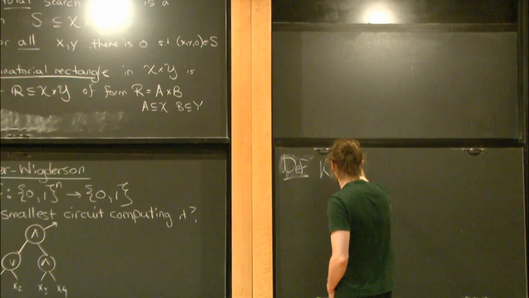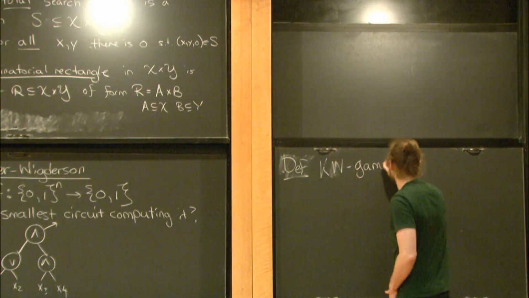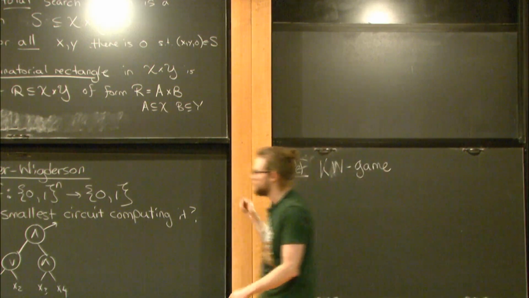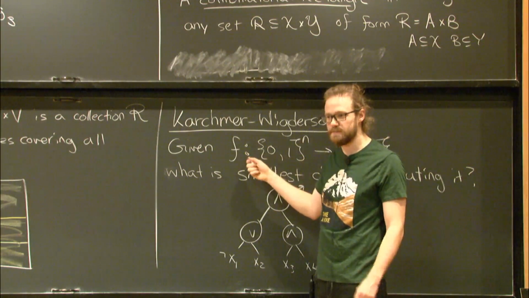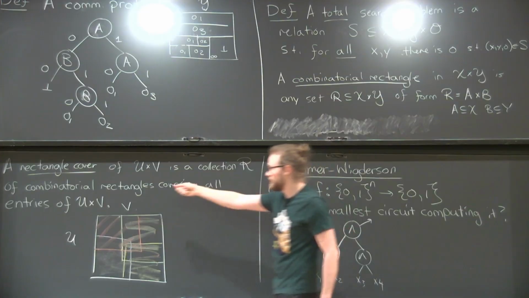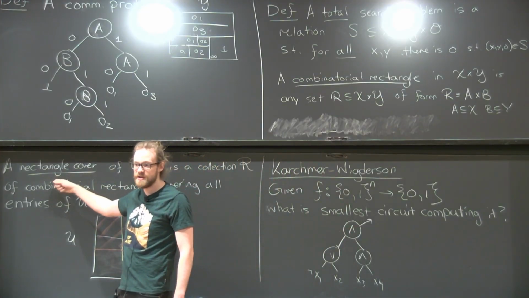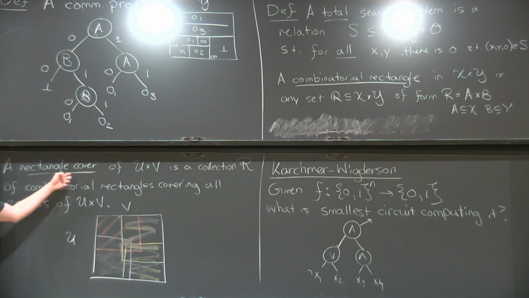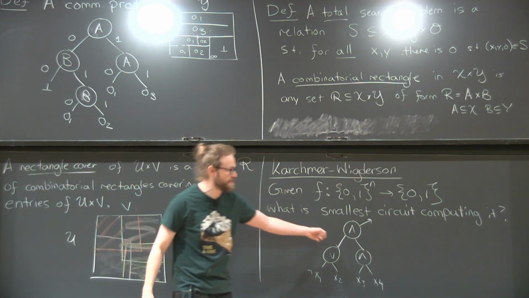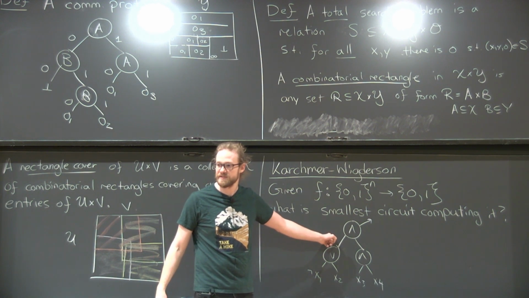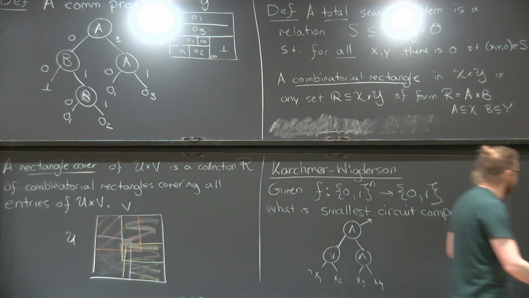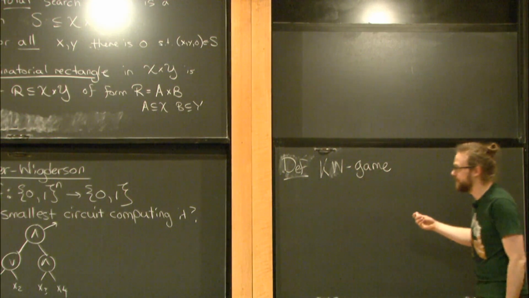So I'll write it as just a KW game. What I'm going to define now is, for any Boolean function, a rectangle cover associated with it, such that the communication complexity of the search problem for the rectangle cover is going to be equivalent to the complexity of computing f, in some sense. So this is a really quite amazing connection.